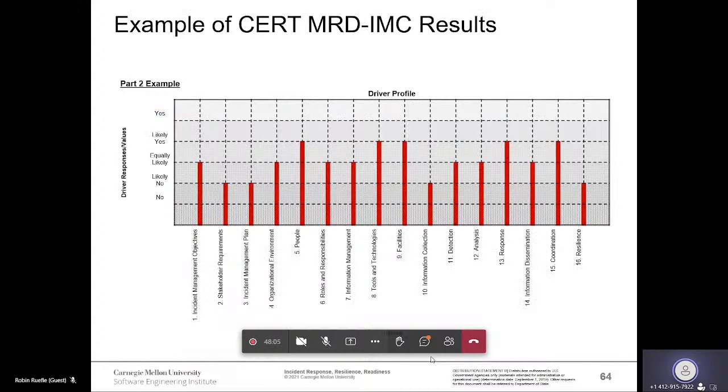I put in a couple examples here. This is the CERT Mission Risk Diagnostic for Incident Management. This is the results that come out. There's 16 key drivers, and they ask various questions like, are your incident management objectives clearly defined? And then gives you some bullet points to say, what does that mean? And you answer yes, likely, equally likely, likely, no, no. And you can see for this, you do that for the 16 different drivers, and you can see where some of your problem areas are.